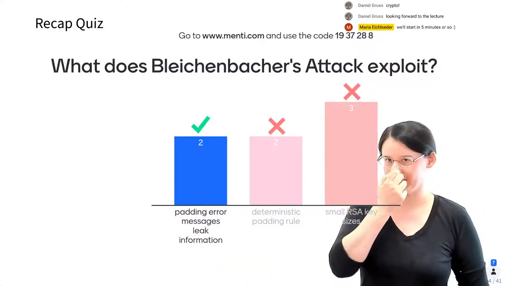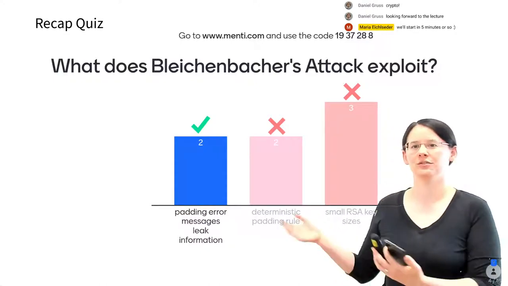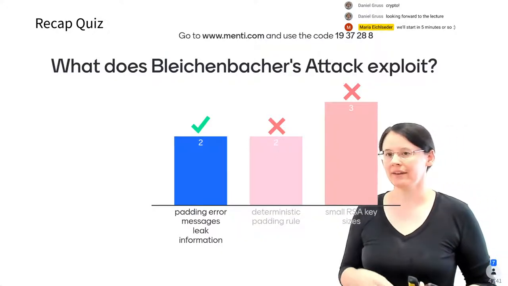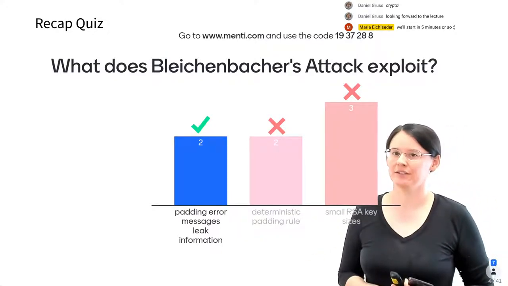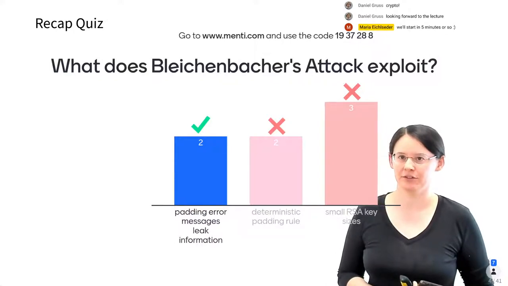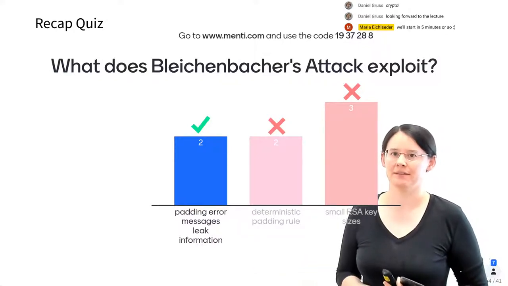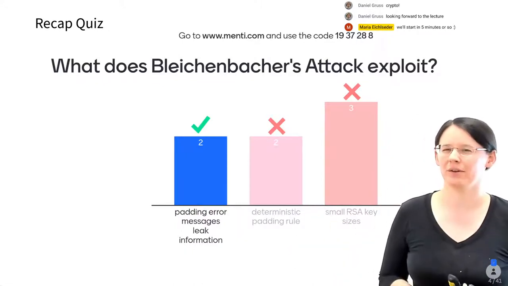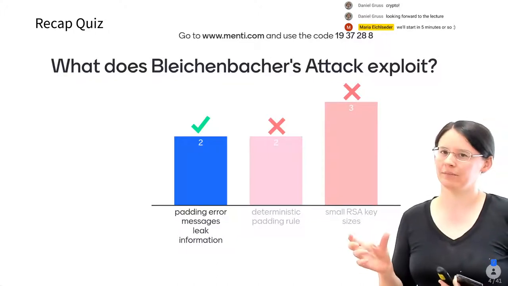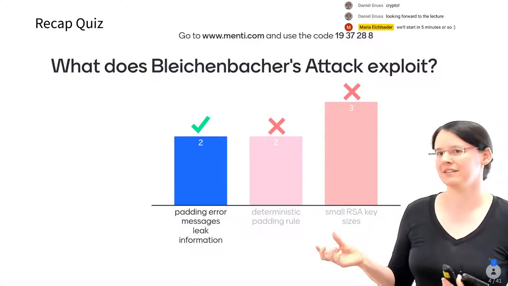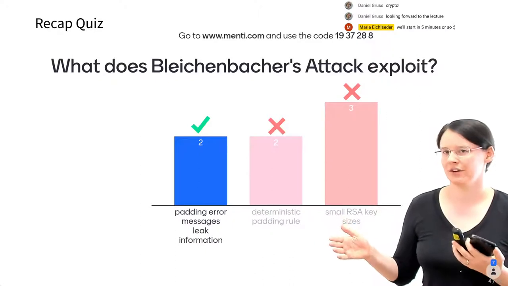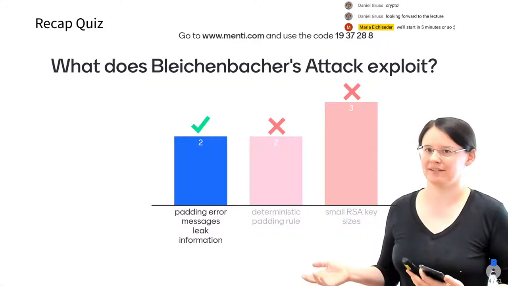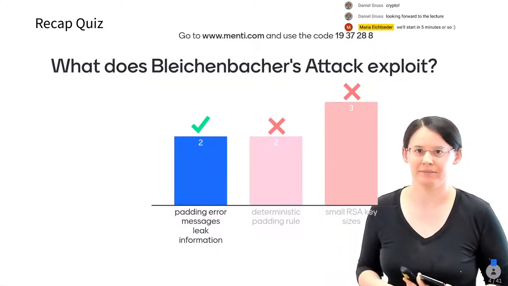This can leak information because it allows us to sort the messages into those with correct and those with incorrect padding. And in the case of RSA, this knowledge allows us to actually recover the underlying message if we can do this several times. What's not correct is that it exploits a deterministic padding rule, because actually the padding we are looking at includes randomness. So right after this initial prefix that we're interested in, there is a lot of garbage random bytes. So this is something the padding we're looking at actually does correctly, and Bleichenbacher doesn't exploit it.